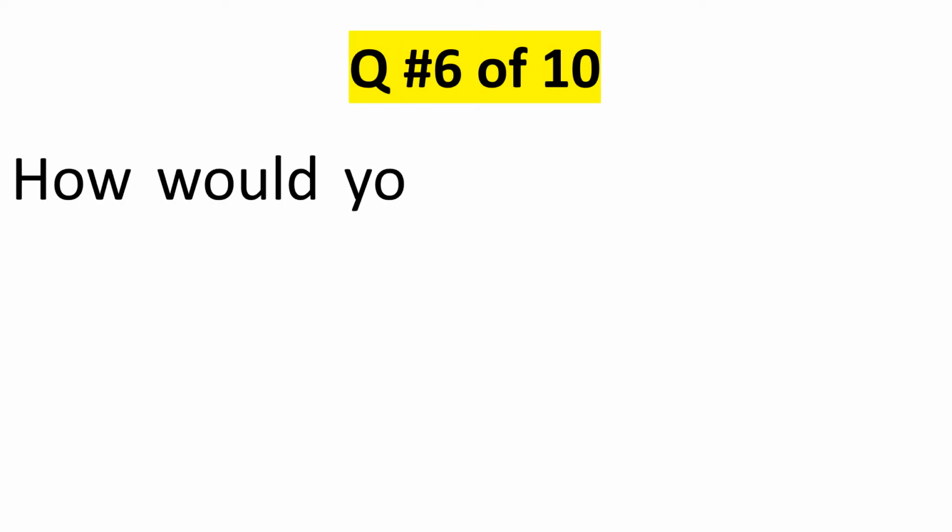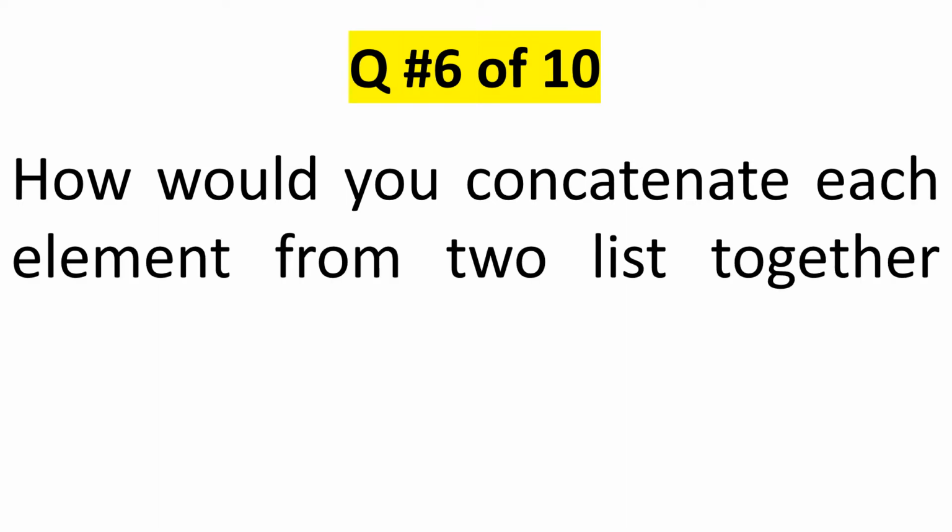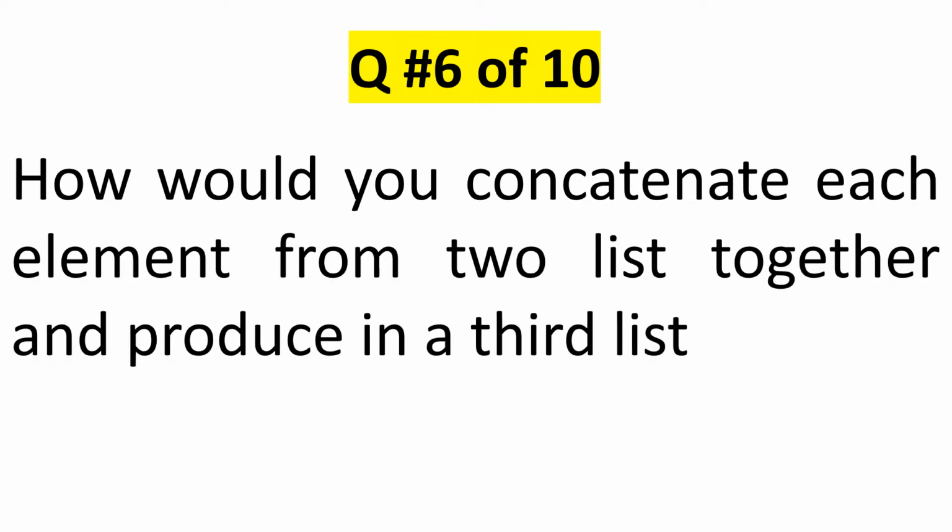Alright everybody, so the sixth question is, how would you concatenate each element from two lists together and produce a third list? Let me give you some context. Why could it be required? The simplest fundamental is, let's say you're developing a fraud model, so you might have a list of first names and last names.